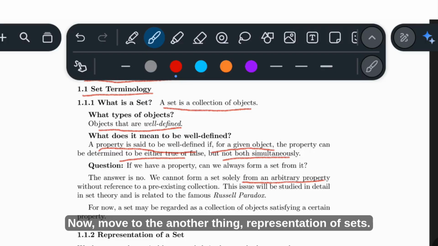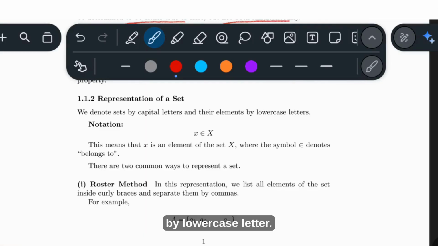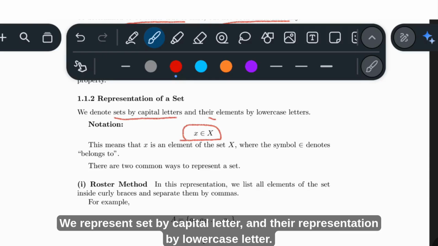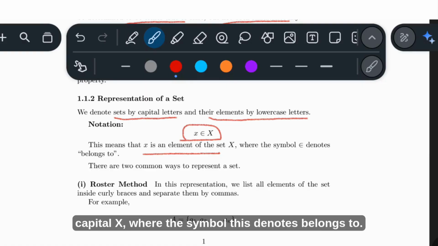Now move to another thing, representation of sets. We denote a set by a capital letter and its elements by lowercase letters. This means that small x is an element of the set capital X, where the symbol ∈ denotes 'belongs to'. So we can write that small x belongs to capital X.